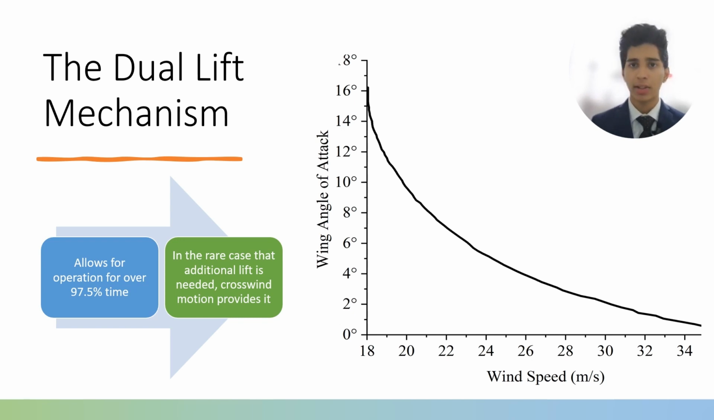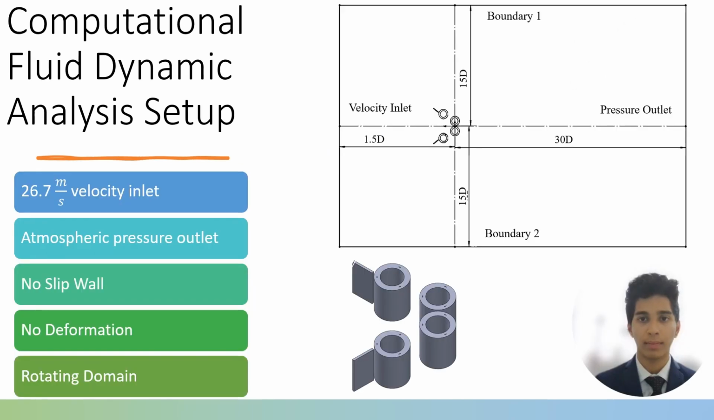The dual lift approach has an operational time of 97.5%, the highest uptime of any AWE. In the very rare case where aerostatic lift is not enough, crosswind flight can help keep the system up in the air. To optimize VAWT clusters, over 100 different VAWT configurations were tested.